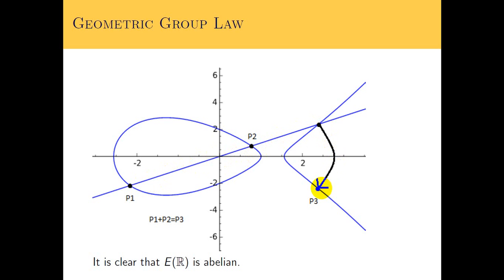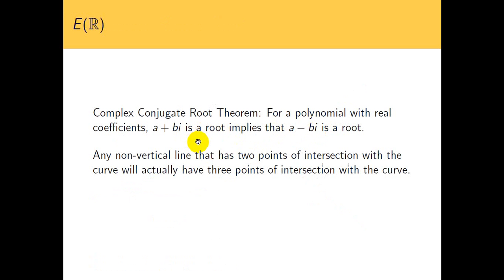So we're always going to need that third point on the line, aren't we, if we're going to make this a group. It turns out that there always is a third point of intersection, and it comes down to the complex conjugate root theorem.